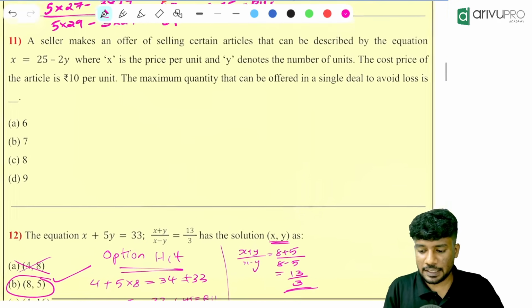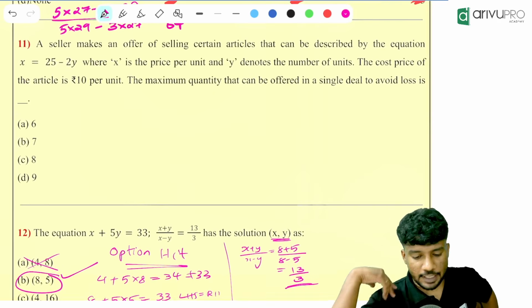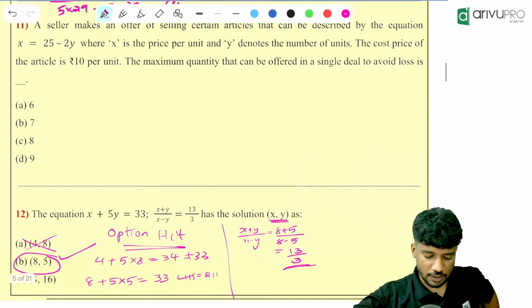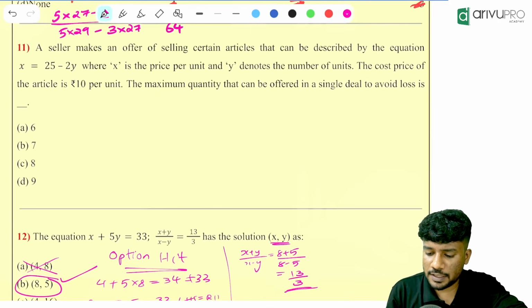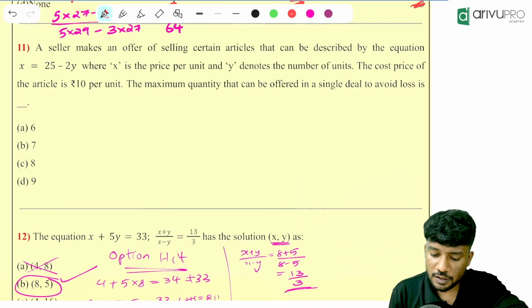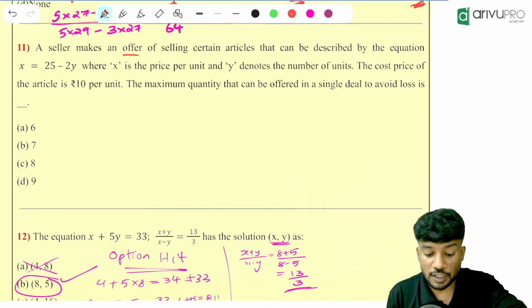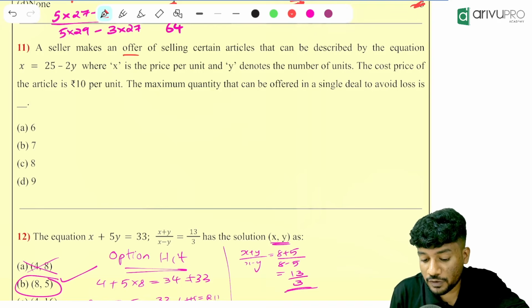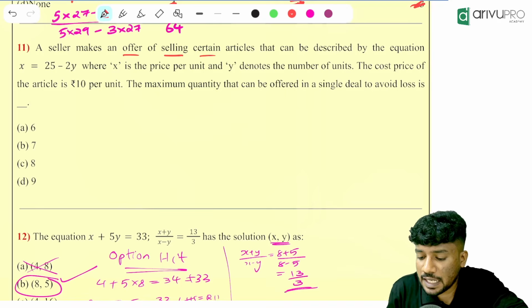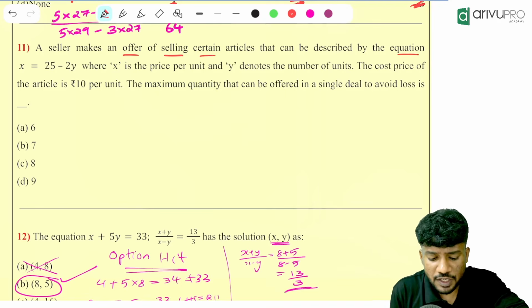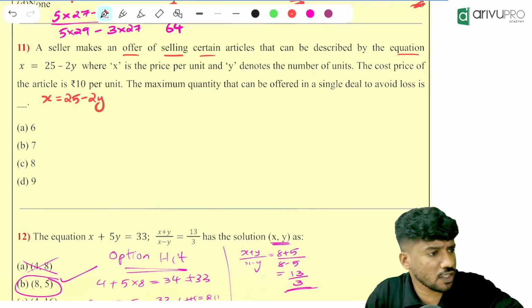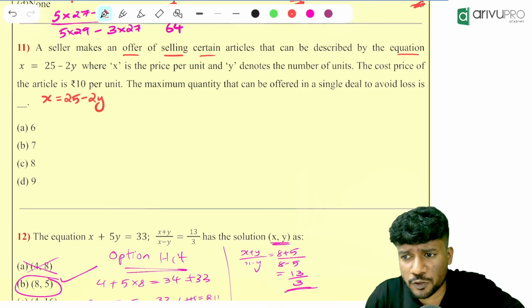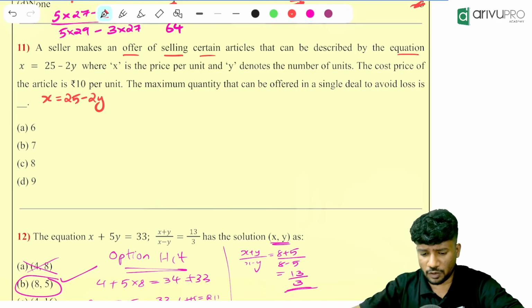If so, look at this question. What is given here? A seller makes an offer of selling certain articles that can be described by the equation x is equal to, what is given? X is equal to 25 minus 2y. That is the given equation. Everyone is clear with the equation? It is given. Did I do any magic? No. I wrote whatever is given over there.